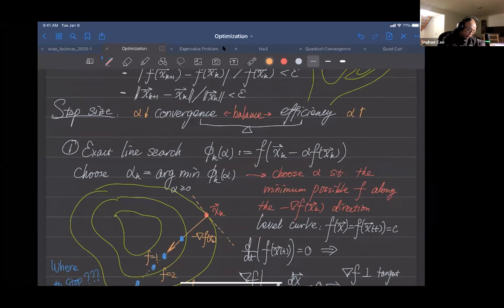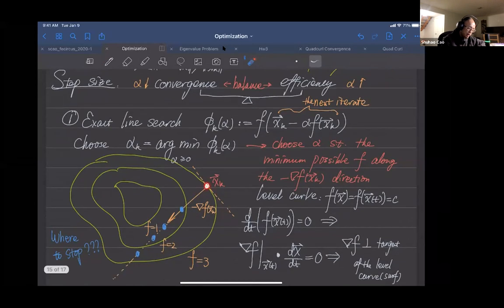If we look at the expression, this is the next iterate, which means we are at the next iteration. Now we want to minimize the function value. Basically, if we start here and follow the negative gradient direction, we are on this line.